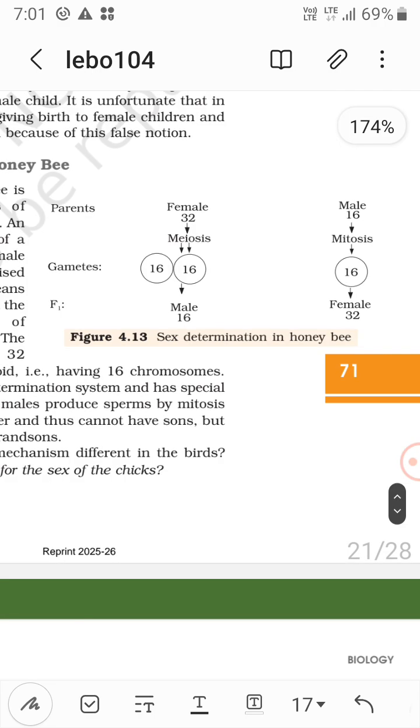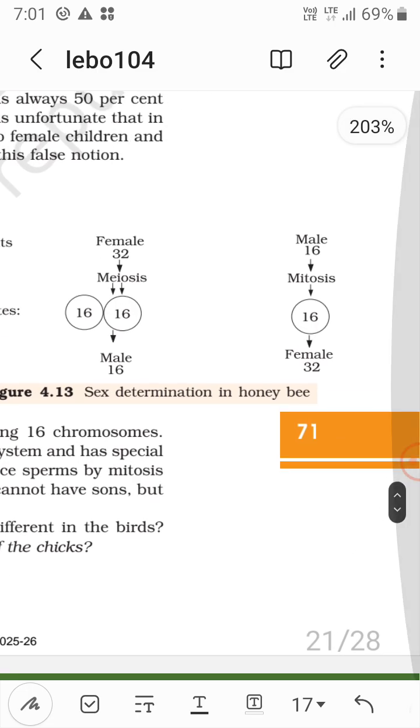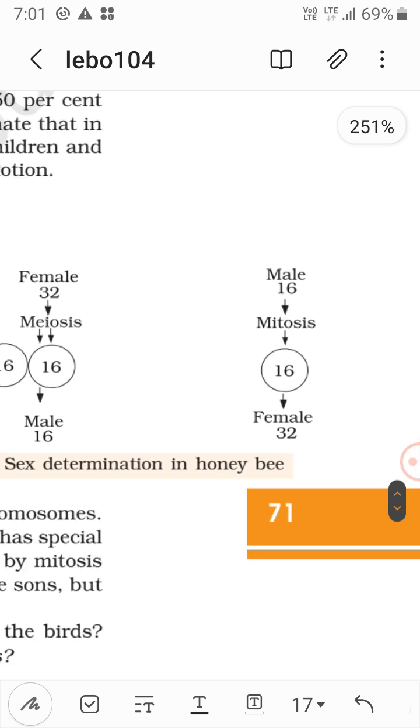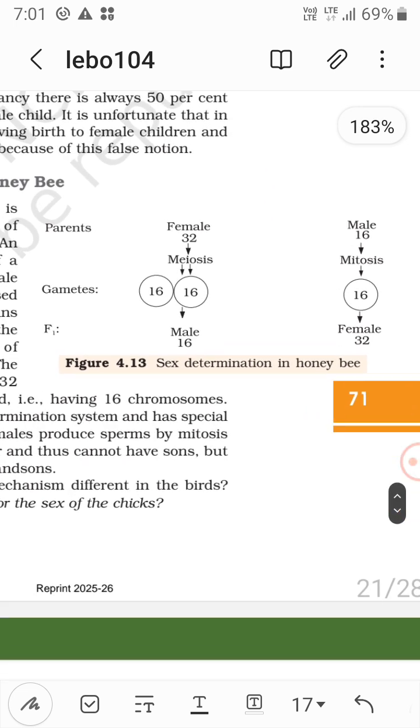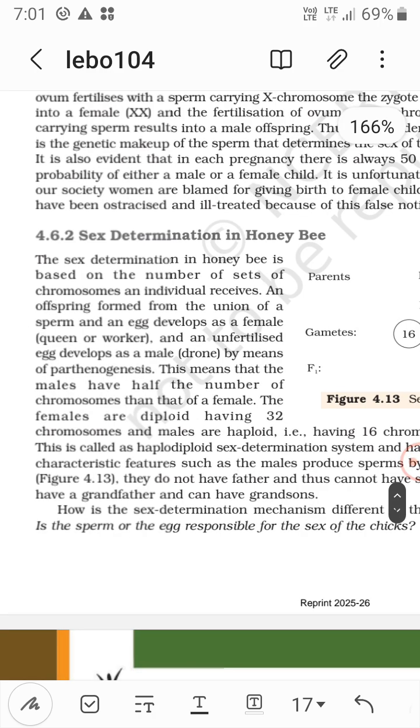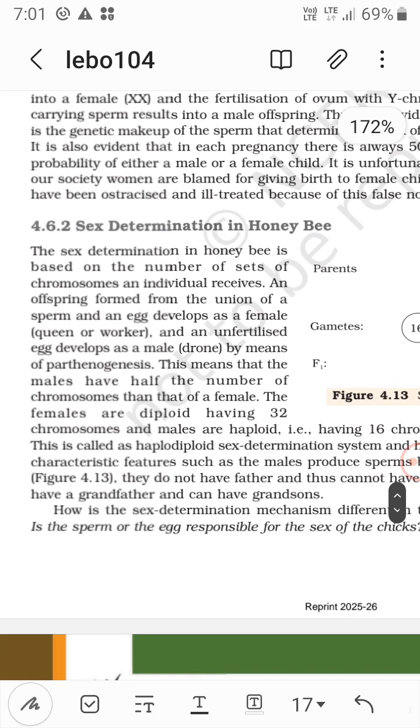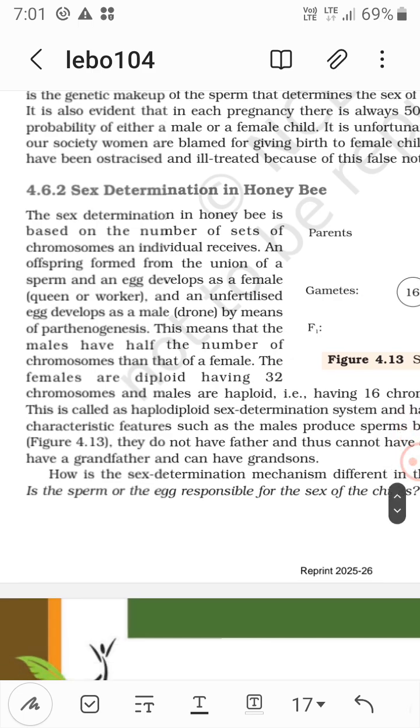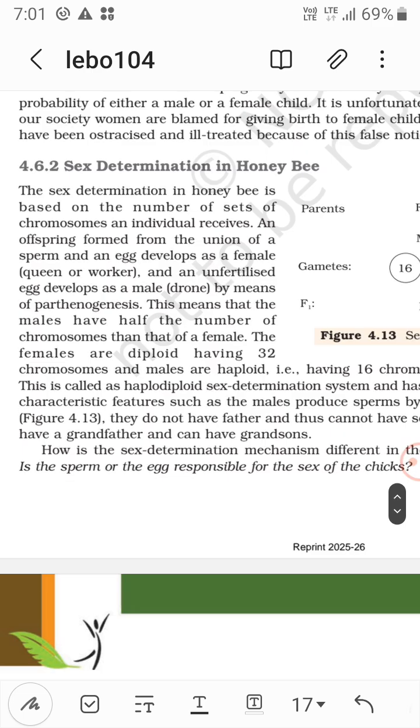Okay, now the sex determination in a honeybee. The female is diploid, and when it undergoes meiosis it produces haploid eggs, which undergo parthenogenesis, that is mitosis, to become male, and when fertilization occurs, the offspring is diploid. So this is the haplodiploid life cycle in the honeybee. The sex determination in honeybee is based on the number of sets of chromosomes an individual possesses. Offspring formed from the union of a sperm and an egg develop as a female, that is queen or worker, and an unfertilized egg develops as a male, that is a drone.